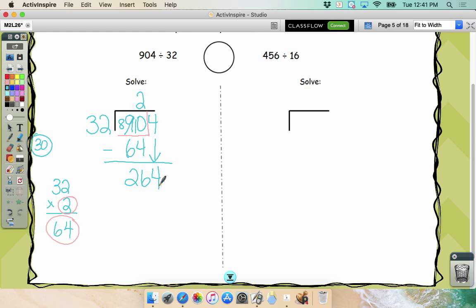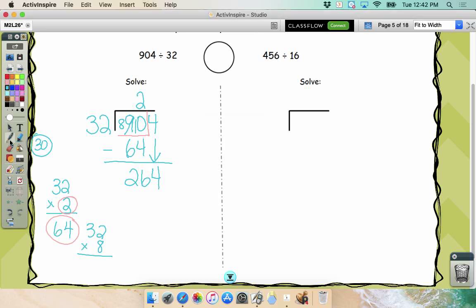Have I shown you my little trick of just using part of the number? How many times will 3 go into 26? 8 times. So I'm going to try an 8. And what I mean when I'm going to try an 8 is I'm going to write down 32 times 8 and figure it out.